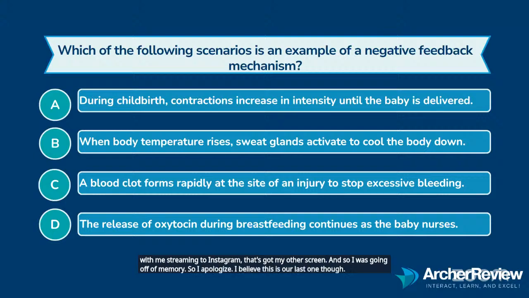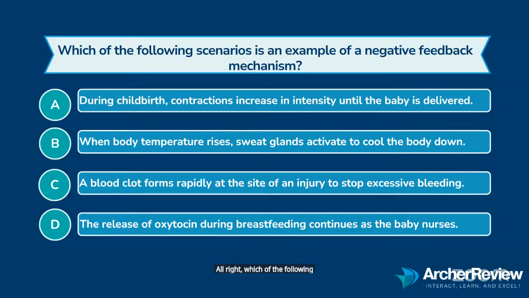All right. Which of the following scenarios is an example of a negative feedback mechanism? A, during childbirth, contractions increase intensity until the baby is delivered. B, when body temperature rises, sweat glands activate to cool the body down. C, a blood clot forms rapidly at the site of an injury to stop excessive bleeding. Or D, the release of oxytocin during breastfeeding continues as the baby nurses. Get those answers in there. So sorry I lied. Didn't mean to.